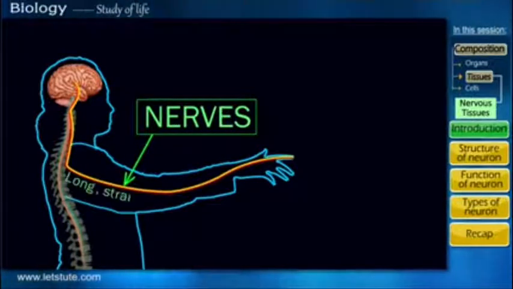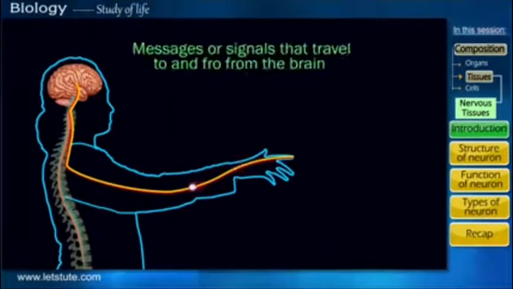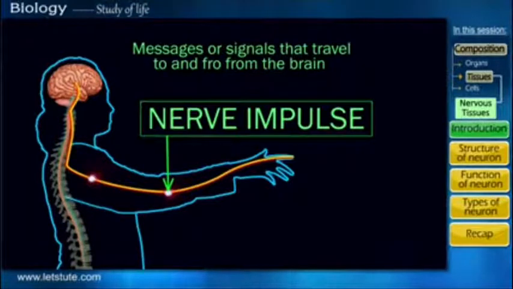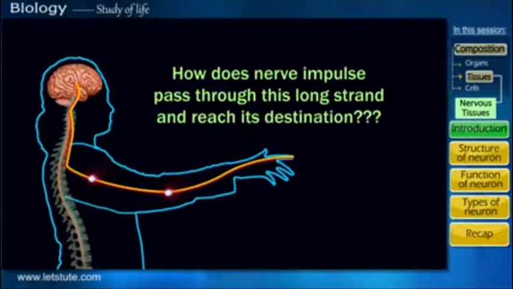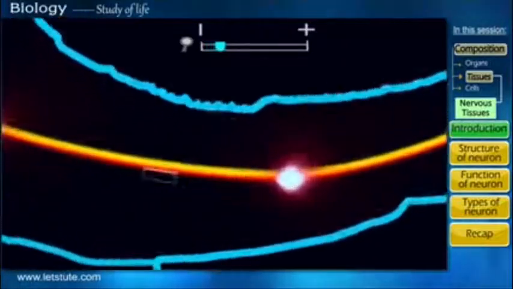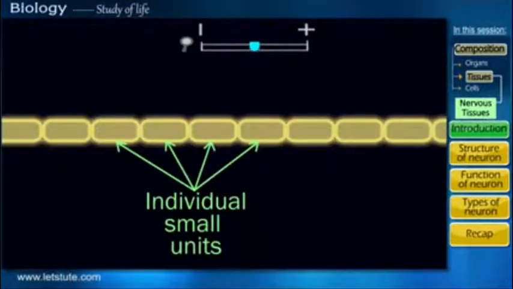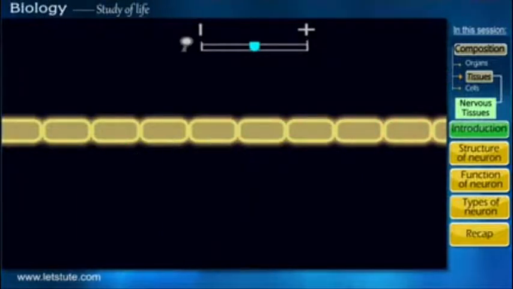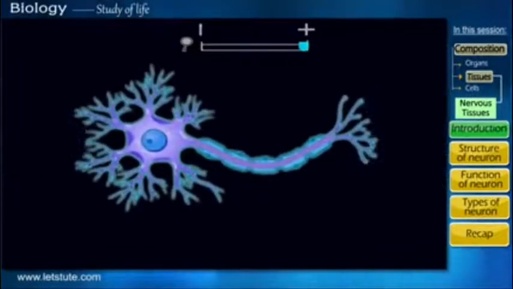So that is nothing but the nerves, long strand-like fibers. That's what we call nerve fibers. They take the messages to the brain and from the brain, and carry them in the form of nerve impulses. So nerve impulses pass through this long strand and reach their destination. If you magnify and observe under a microscope, it looks like this. There are individual small units through which the nerve impulses pass. Again, if you magnify, we find this type of structure.